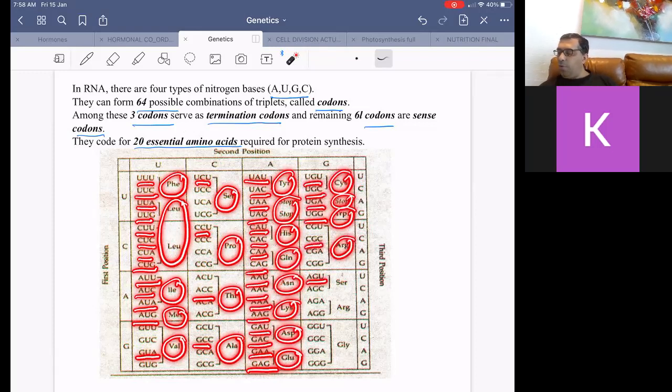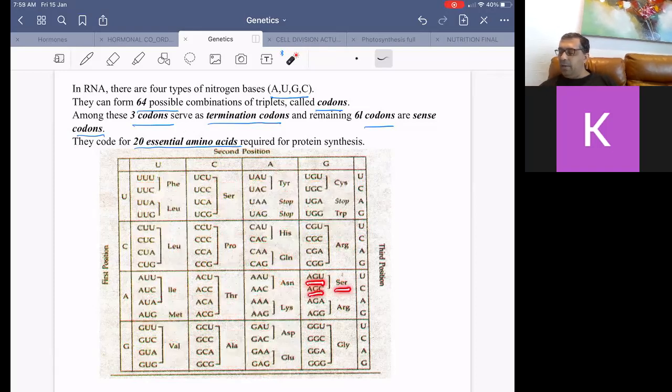AGU, AGC code for serine, which by the way is the same serine which the UC series codes for. So UCU also codes for serine and AGU, AGC also code for serine. So six codons code for serine. And you have CGU, CGC, CGA, CGG codes for arginine. AGA, AGG also code for arginine. So for arginine also we have six codons, and the GG series codes for glycine.